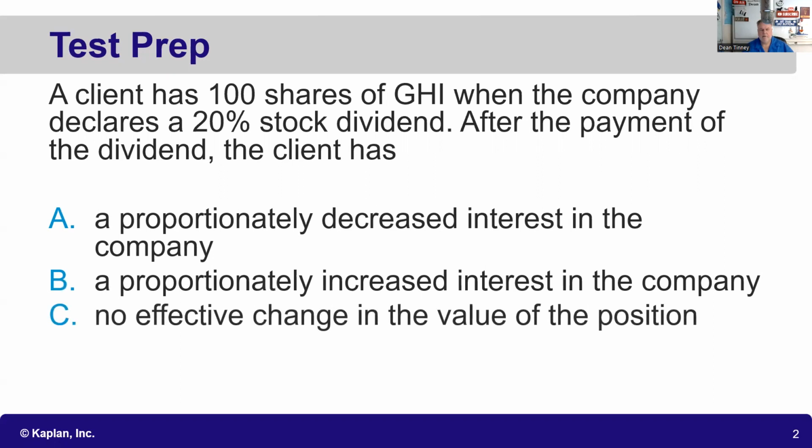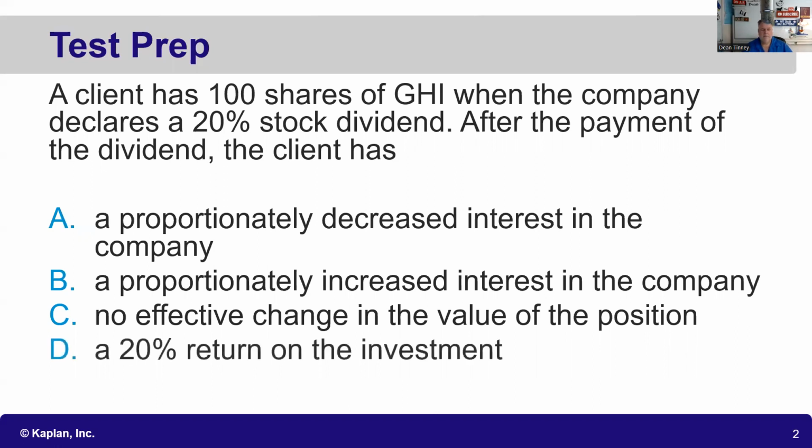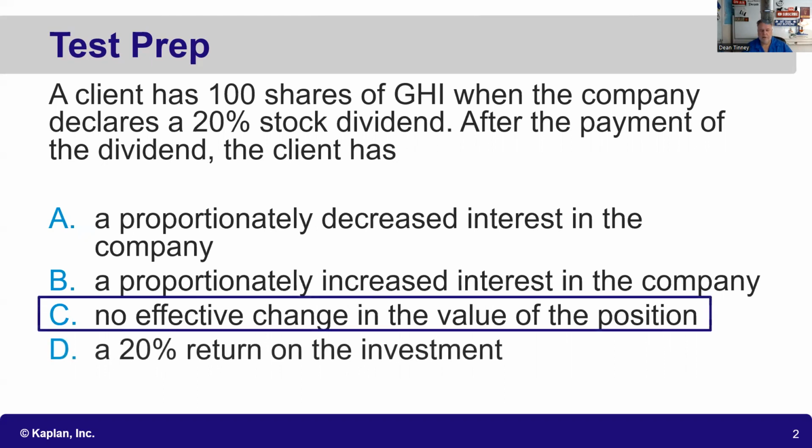Ding, ding, ding. Right? I had 100 shares times 20%, I made 20 additional shares. The only thing I have to do is adjust my cost base to reflect that I have more shares at a lower price. The answer is C.